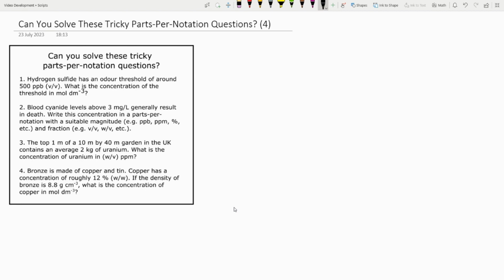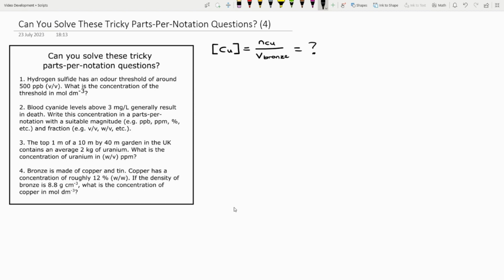So what we need to work out for this question is the concentration of copper. And the concentration of copper is equal to the moles of copper divided by the volume of bronze. And this is equal to question mark. We don't know this yet.